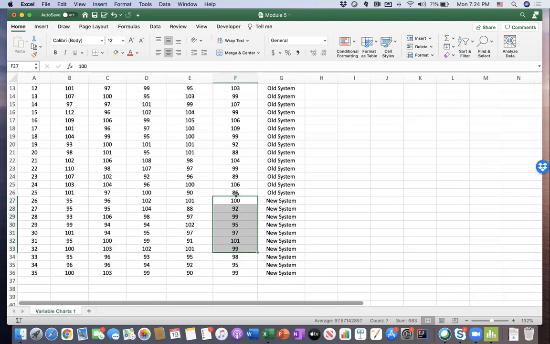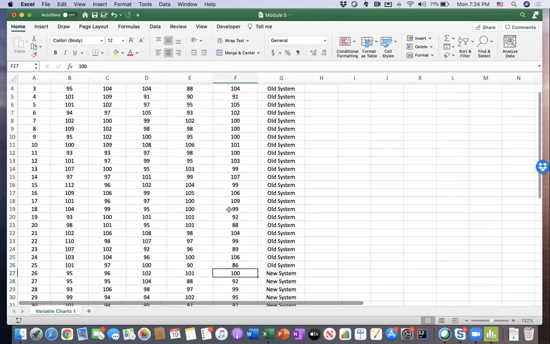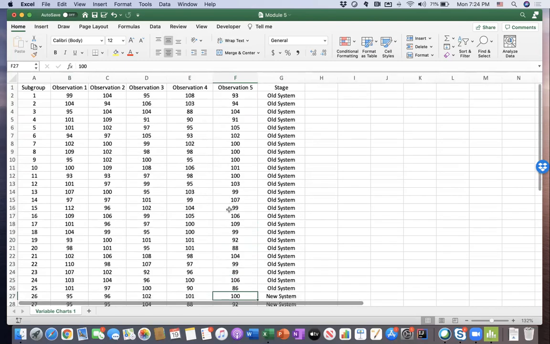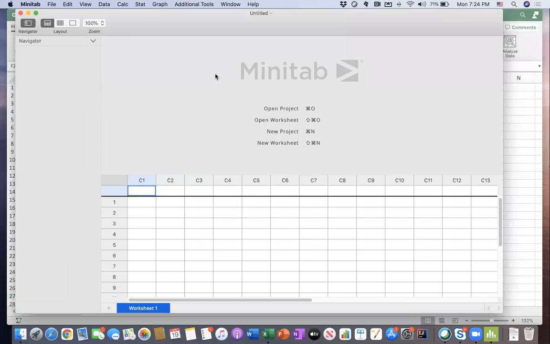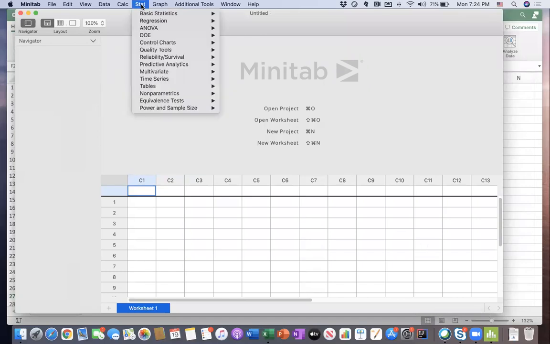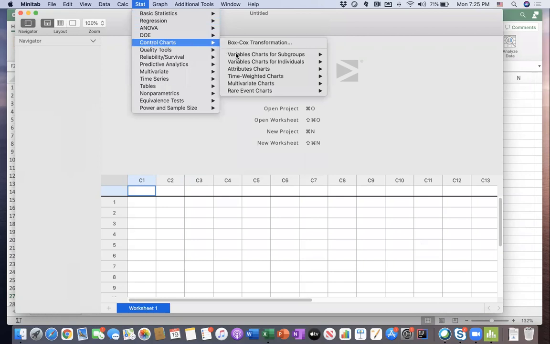Well, how do we know that those things happened or not? Well, we are going to use Minitab's control charts. All right, so let's get started. We are going to do the same things that we did before. We will open Minitab and we will go to Stat, Control Charts, Variable Charts for Subgroups.